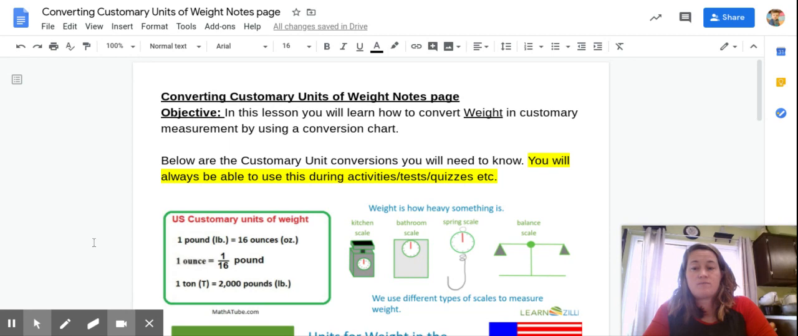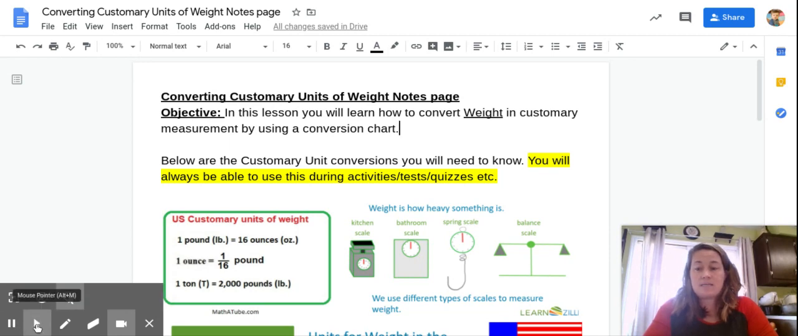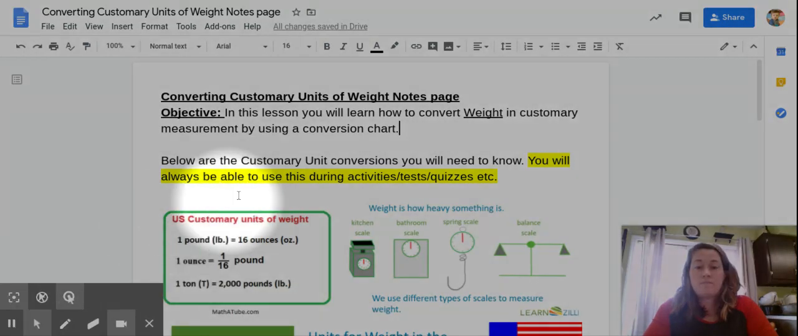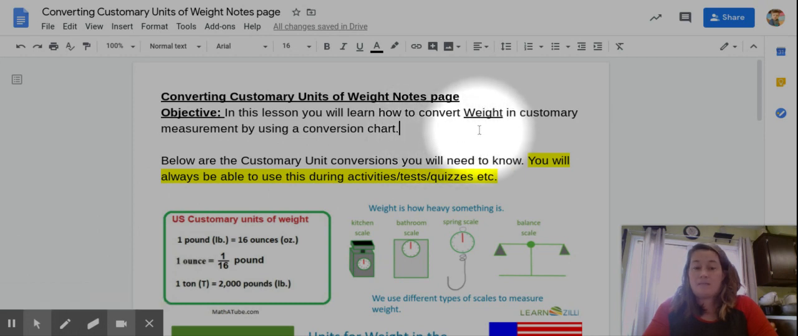So the objective for today is in this lesson, you will learn how to convert weight in customary measurement by using a conversion chart. Again, I gave you the conversion chart right here, and I want you to use it for every question. You don't have to memorize all of these. Over time you will start to remember some, but I'm not mandating that you memorize it.